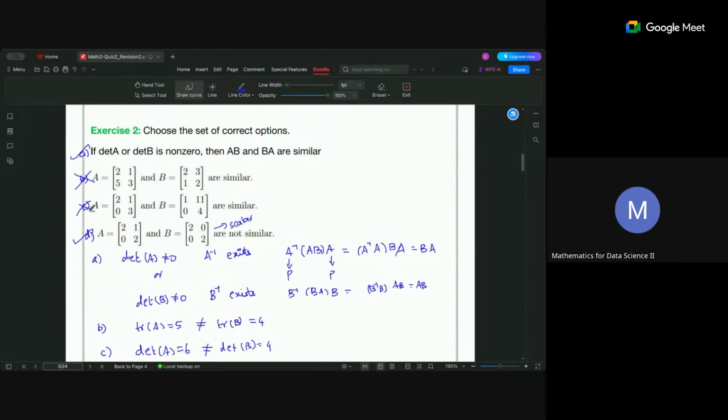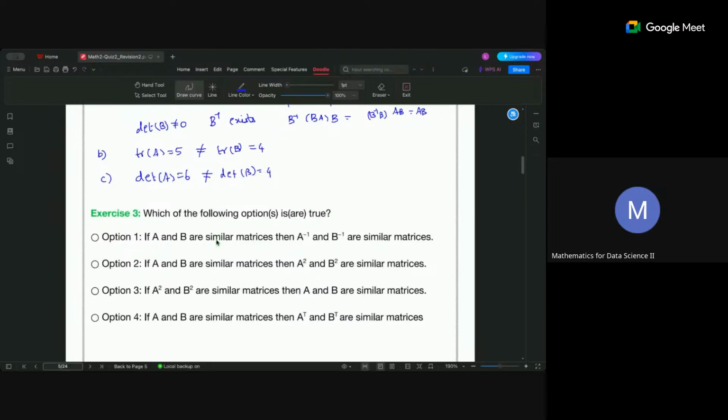Ma'am, are any non-scalar matrices similar to scalar matrices? No. If there is a scalar matrix, it cannot be similar to a non-scalar matrix. That's all. All right. Okay.